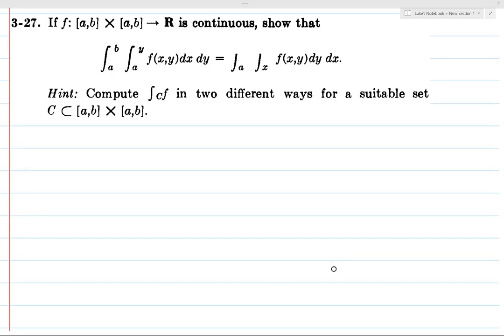Alright, so we have a function which is continuous, and we want to show that this integral on the left is equal to... what's that on the right? Well, it looks like in this PDF file, this integral was cut off.